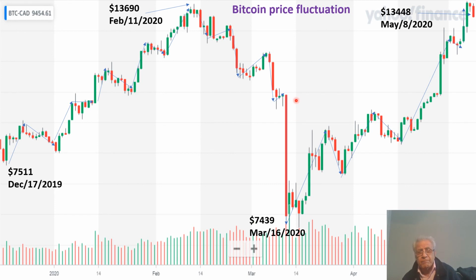For example, here we have a big bearish hammer. That's a sign of a downtrend reversal. So you could enter the market here at the price of $7,439 on March 16, 2020. And you could go up all the way here, and you could exit the market. If you blend these two candles, you see a shooting star.